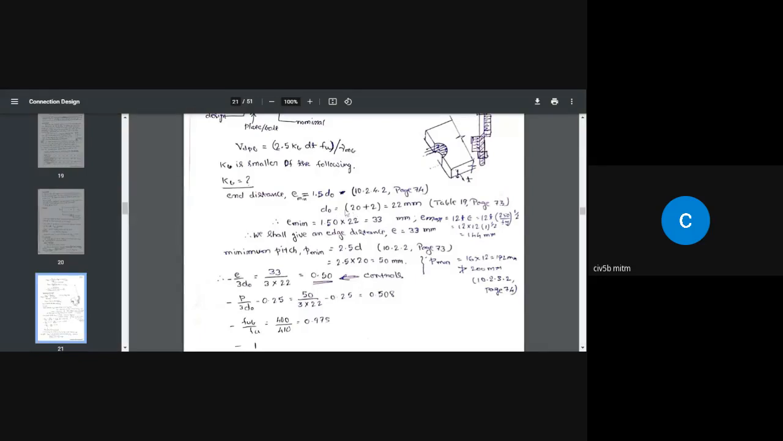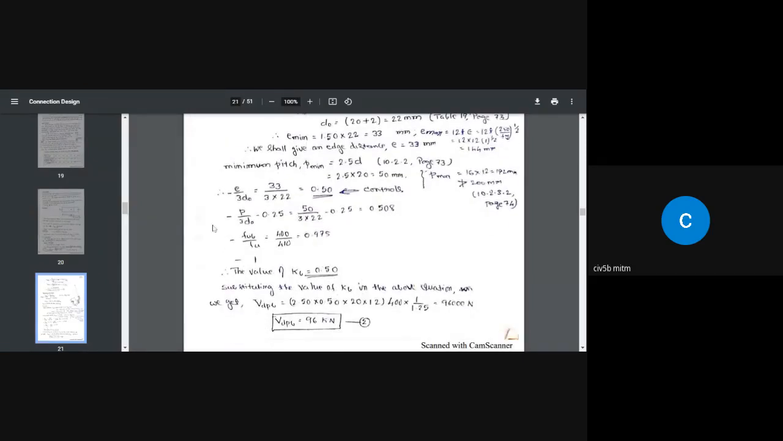Where do equals the diameter of the bolt hole, which is given by the diameter of the bolt, 20 millimeter, plus 2. Where did I get this 2? Please go to page number 73. The kind of bolt we are using is 20 millimeter, so it falls between 16 and 22 millimeter. The corresponding clearance for a 20 millimeter diameter bolt is 2 millimeter. So 20 plus 2 is 22 millimeter. That is the diameter of the bolt hole. That's what I have taken here.